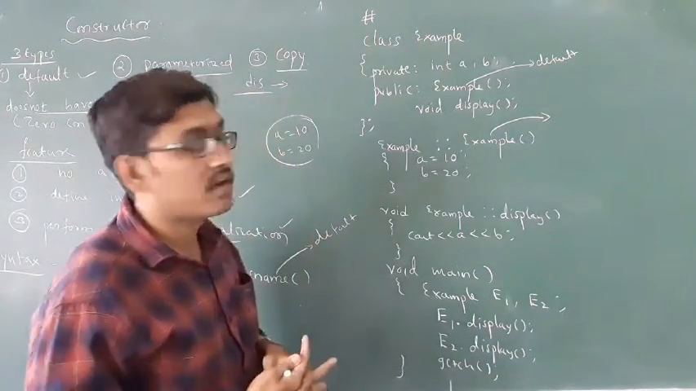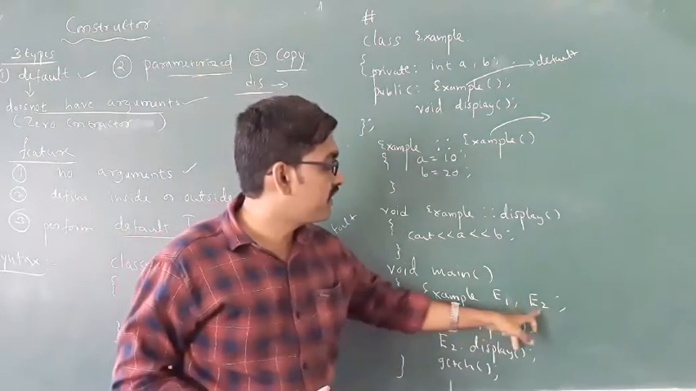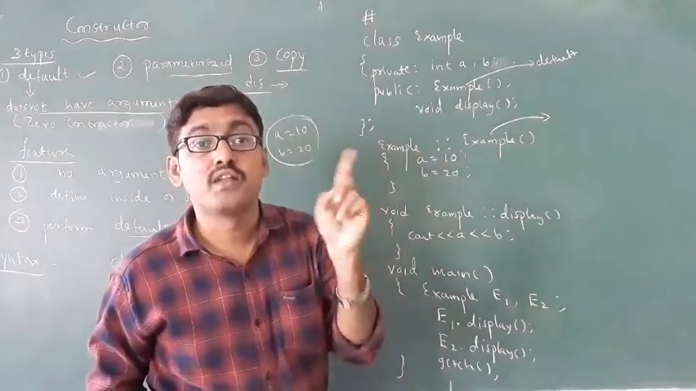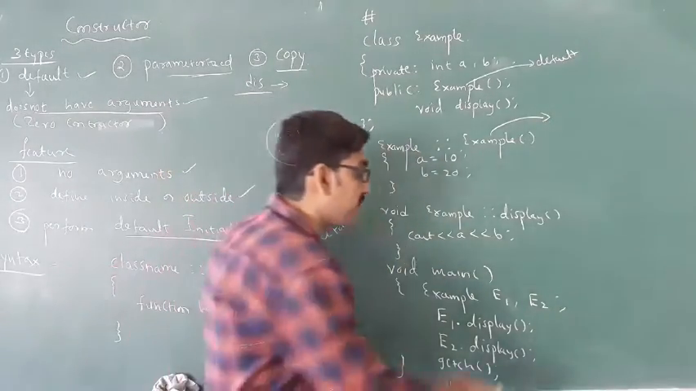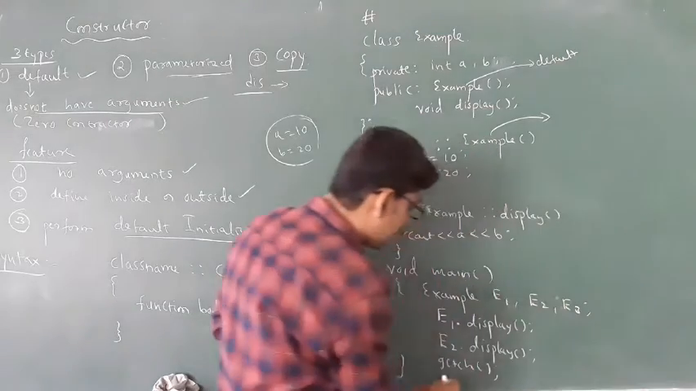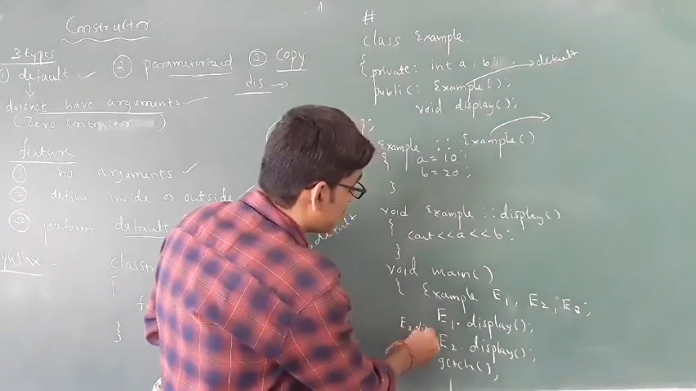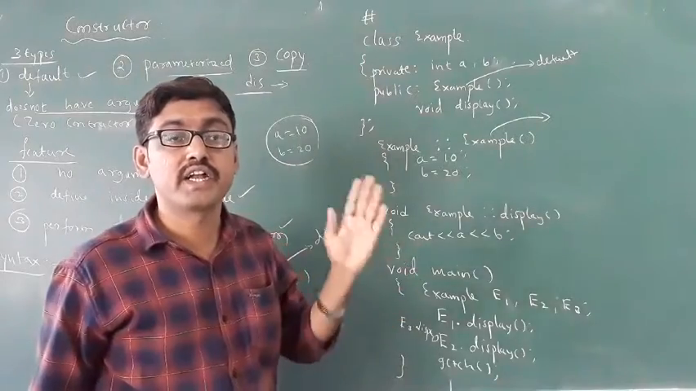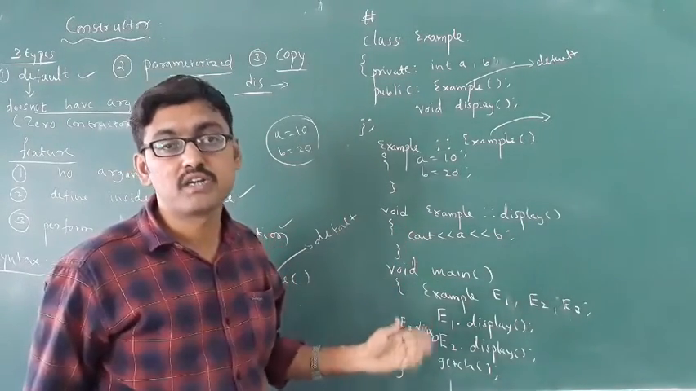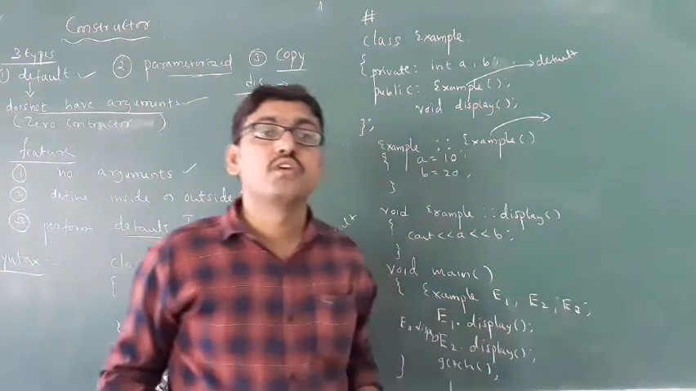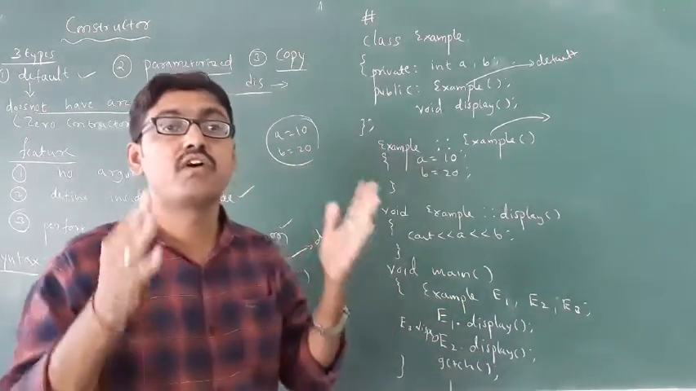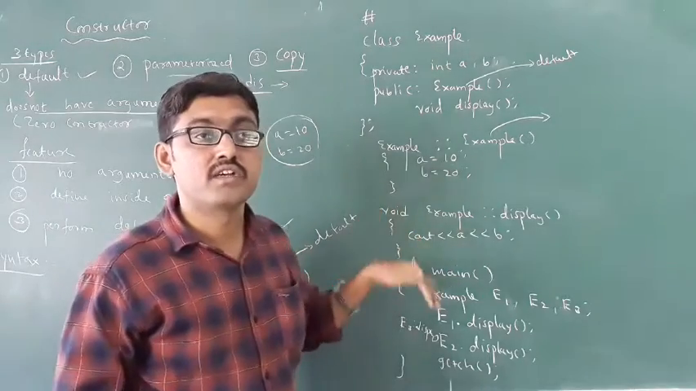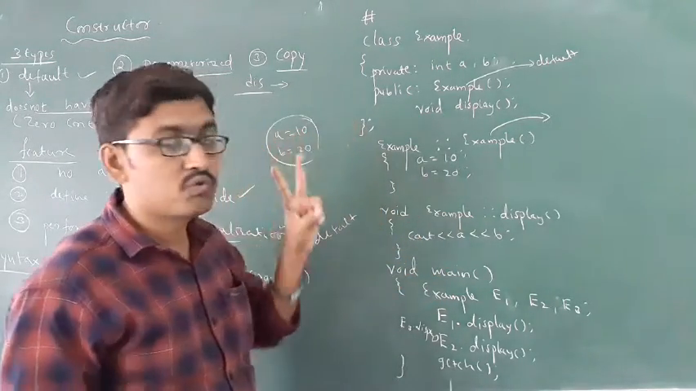Then the second disadvantage is, see, by using different objects also you are getting the same values. For example, I am taking E3 here also, and giving E3 dot display. You are getting 10 20, 10 20 and 10 20 values three times. But by using three objects also, you are always getting the same values, default values. That is also one of the disadvantages of a default constructor. This is about the two disadvantages.